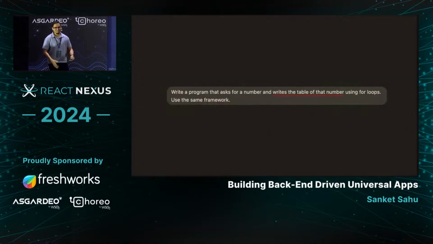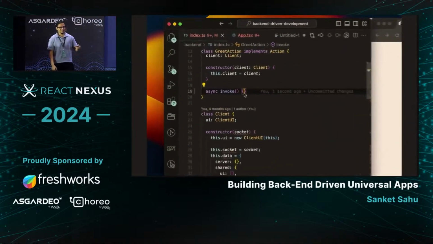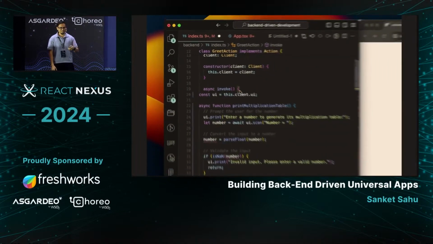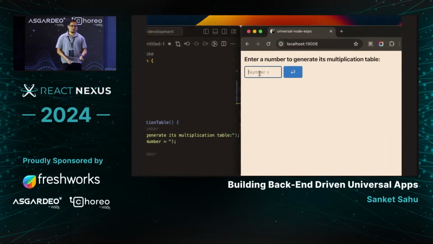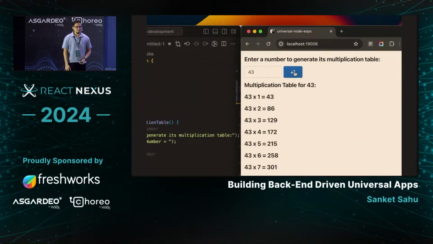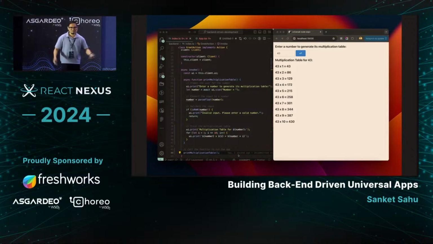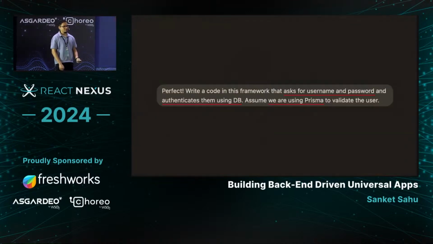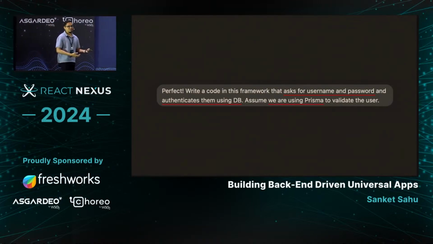I got very excited, and then I started throwing random requests at ChatGPT. Okay, let's do a multiplication table. And I did that, and it gave me a whole multiplication table. Pretty straightforward, right? When ChatGPT understands the basics of anything, you can throw in these requests. But these are like toy projects. You would say, okay, who does multiplication tables in a production-level app, right? So I got serious and asked ChatGPT to give me an authentication flow that asks for username and password and authenticates them using a DB. Assume that we are using Prisma.